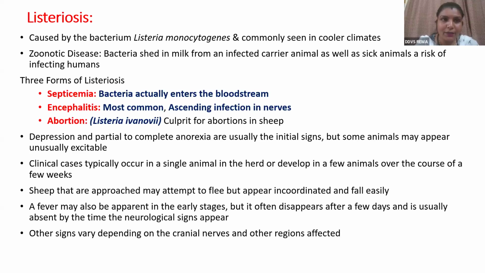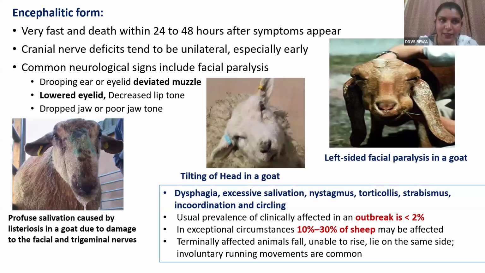Another disease of importance in small ruminants is listeriosis. It shows different signs and symptoms, and involves neurological symptoms and abortion, particularly in sheep. Listeriosis is caused by the bacteria Listeria monocytogenes. It is also of zoonotic significance, and this disease shows three forms. The encephalitic form is the most important and most common, where death occurs within 24 to 48 hours after the appearance of symptoms.